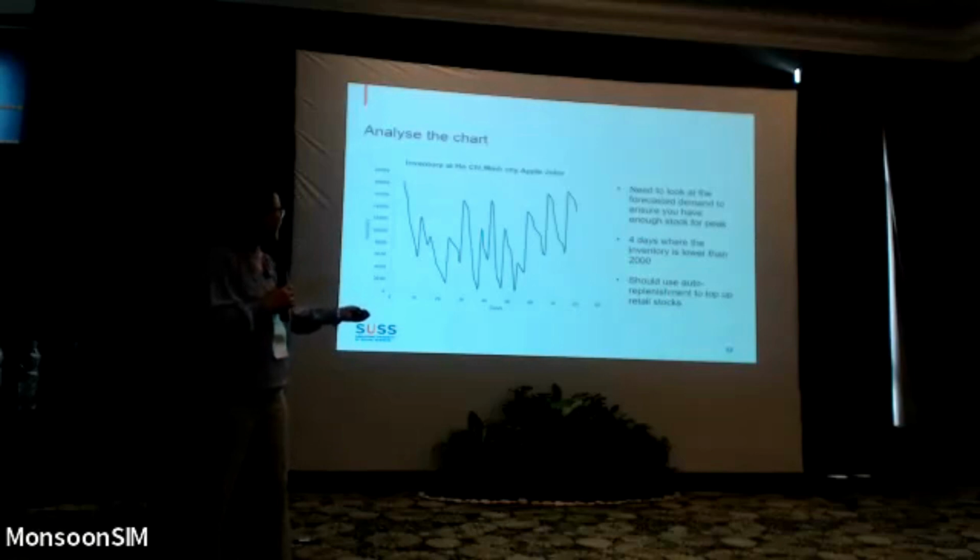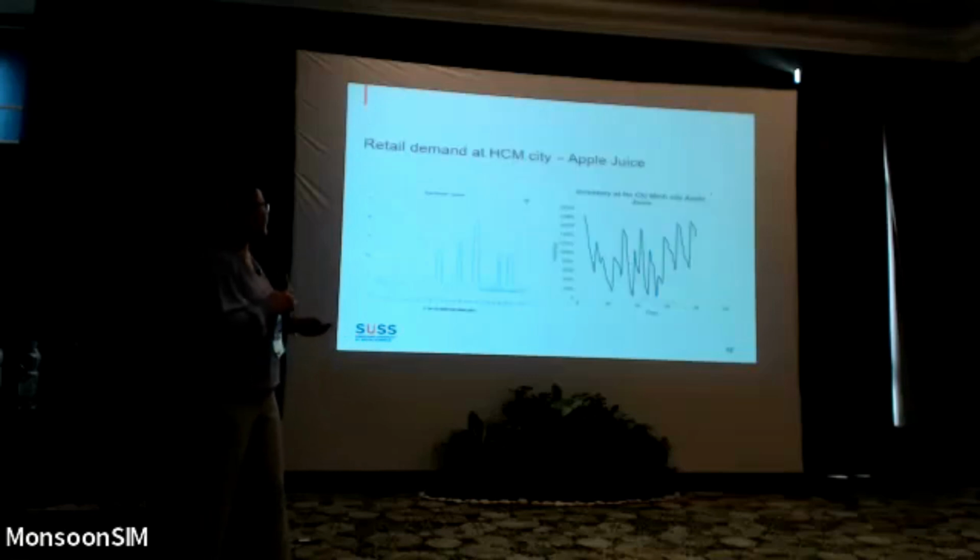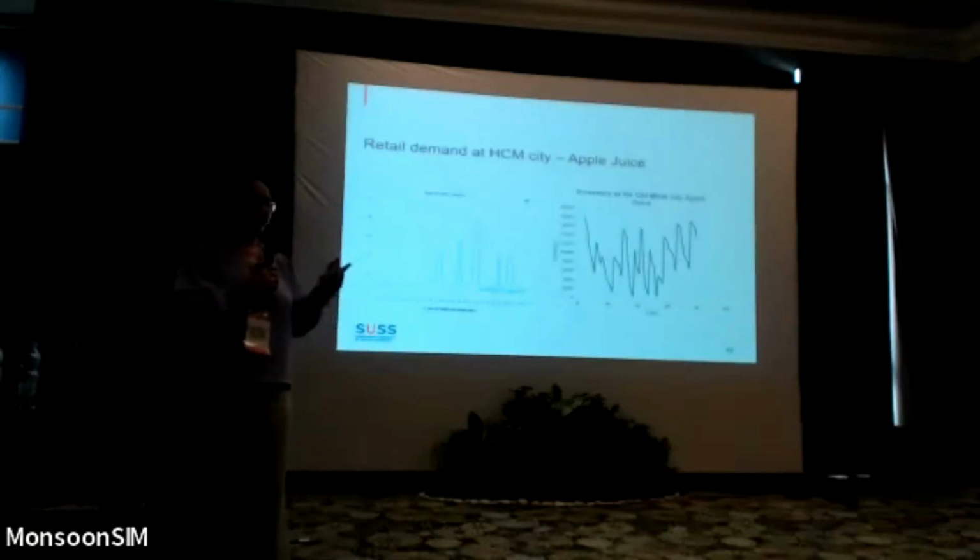So there are 4. You will see the low period where the inventory is very low, below 2,000. You need to look at your forecasted demand to make sure that you have enough stock to sell. Of course, another way is that you can use auto replenishment to top up from your warehouse. But these you need additional skills, okay? So I refer them back to the forecast data.